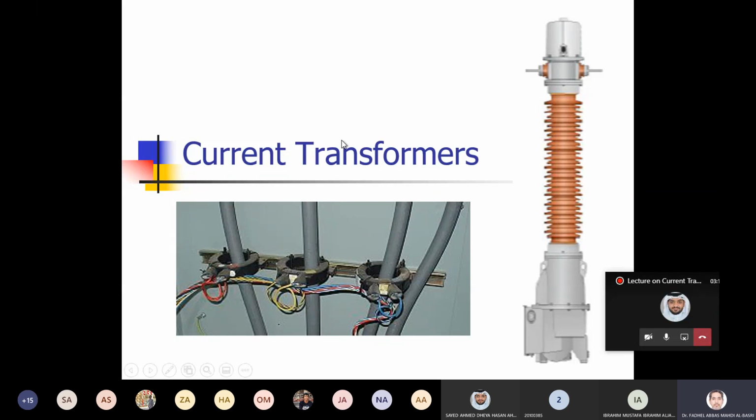Now, the question: how do we choose? What types of current transformers and voltage transformers are there? How are they connected, and how do we select them for the protection system? Is there a difference between a current transformer used for measurement purposes, or those used for protection principles or applications?